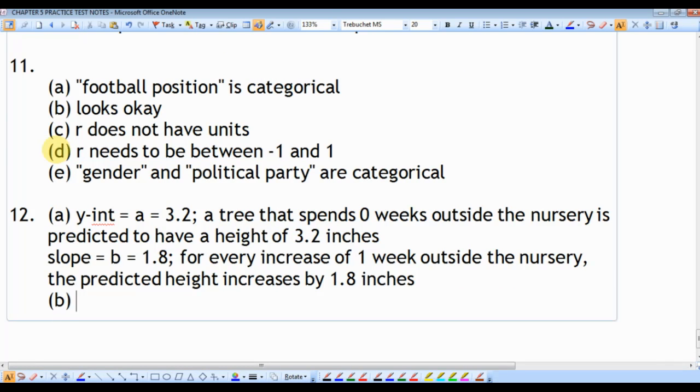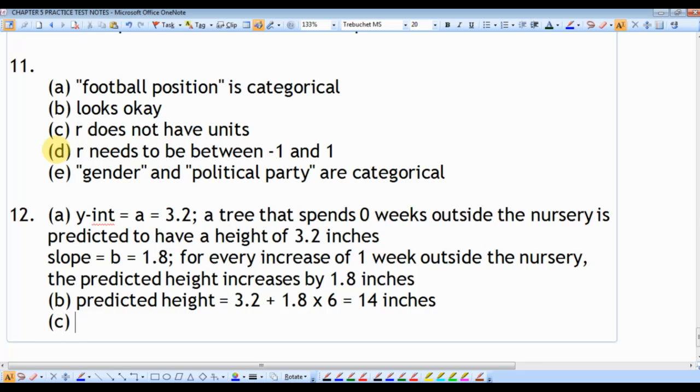B. Estimate the height of a tree that's been outside of the nursery for 6 weeks. Easy. Just plug in 6. Predicted height is equal to 3.2 plus 1.8 times 6, which equals 14 inches. Awesome.